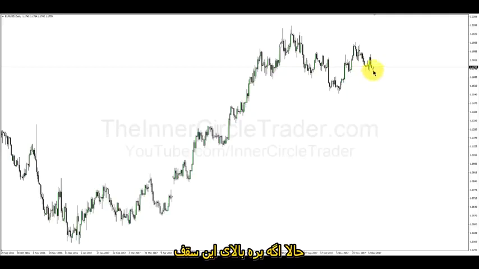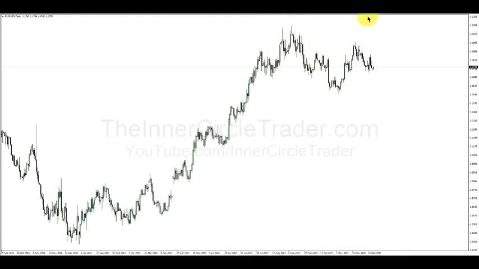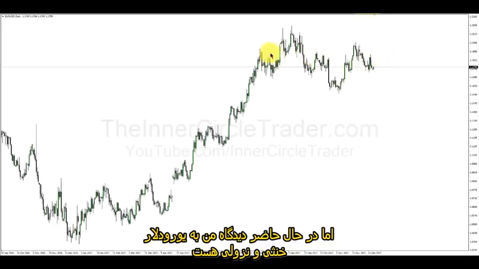Now, if it trades above this high, then we would be aiming for these highs to be taken out and probably a measured move, something like this low to this high, add that range to this low, and you would get some kind of a projection. Okay, but right now I'm thinking neutral to bearish on the euro dollar.